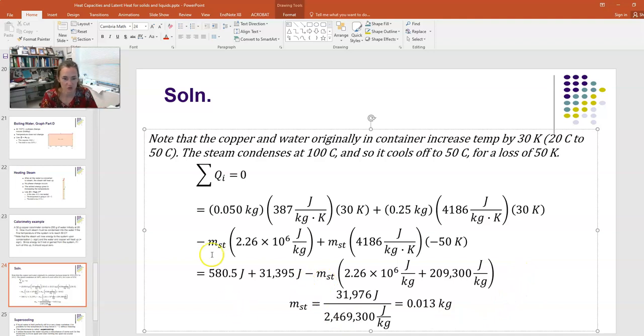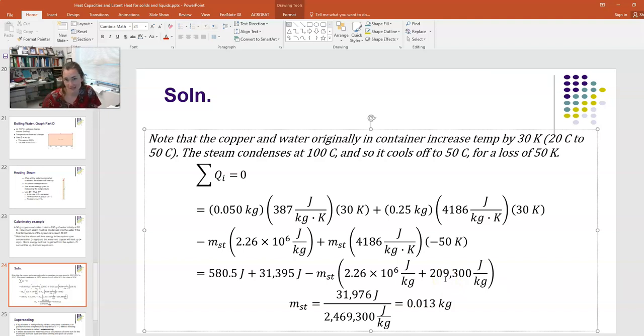0 is equal to 580.5 plus 31,395 minus mass of the steam times 2,469,300. With a little bit of rearranging of my algebra, I add this mass of the steam times this constant to the other side of the equation, right? And then solve for the mass of the steam by dividing out by 2,469,300. What I end up with then is 0.013 kilograms of steam. So that's how much steam it takes to get the temperature inside the calorimeter to 50 C.